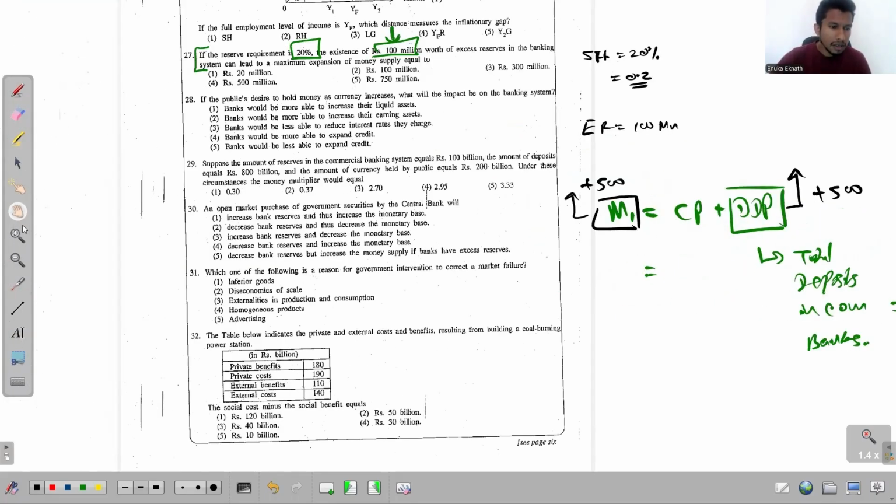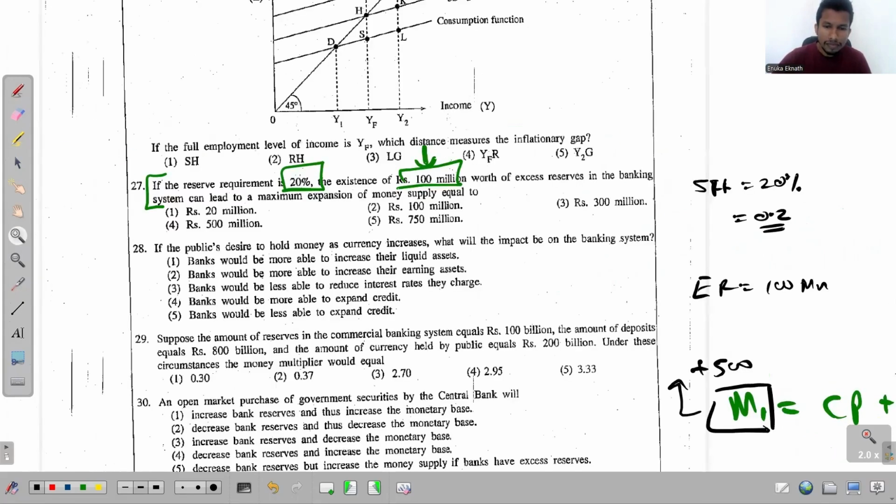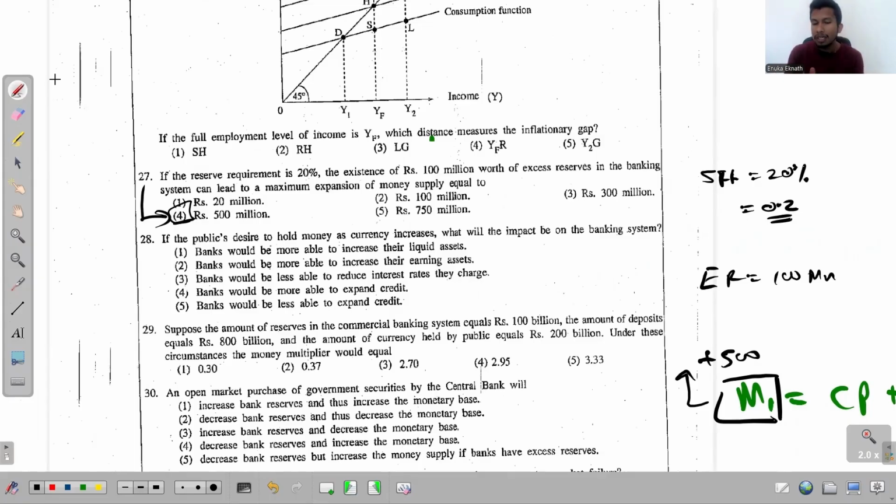That's the answer. So it is the fourth option. For question 27, the fourth one is the answer. So no point of discussing these other options, because mathematically, if this is what we get, that's the answer. That's it. So 28 question.